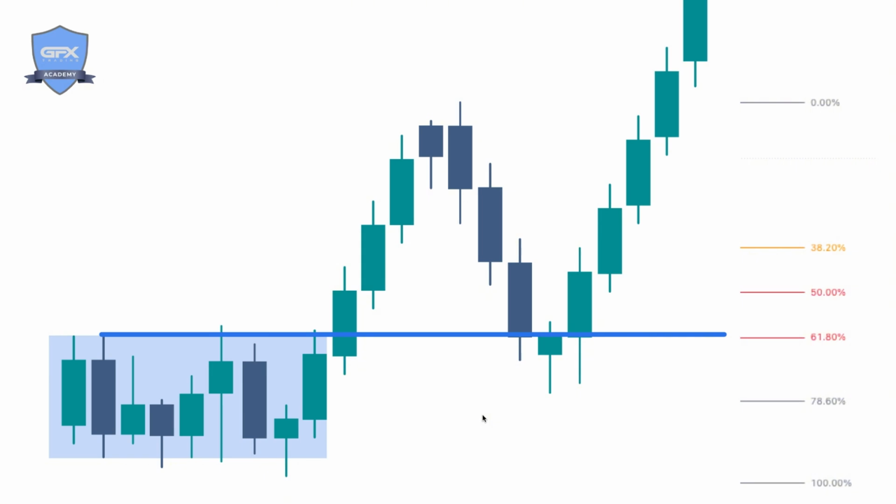Entry model number 2 is quite simply a breakout trade. Maybe we've witnessed that this is now reversing off the bottom of the range, and we've missed our entry here.